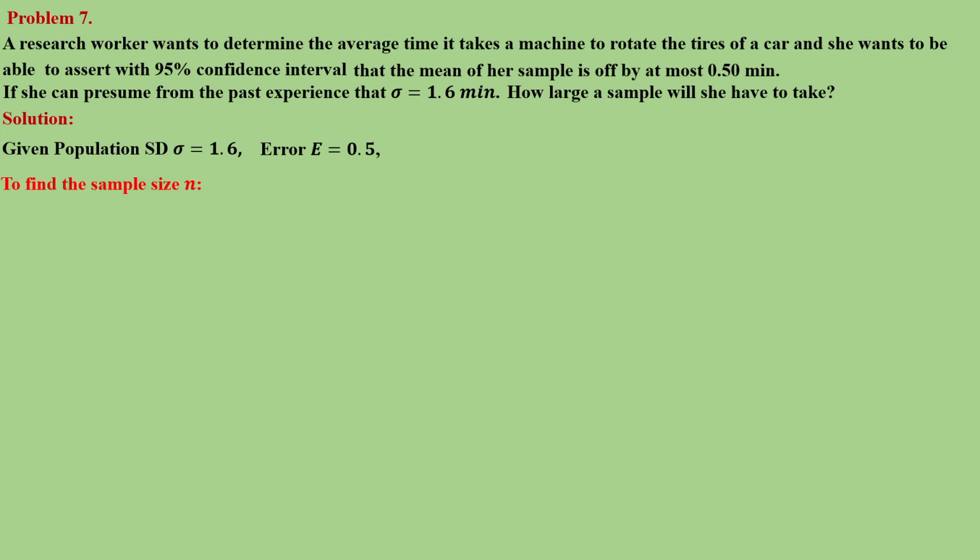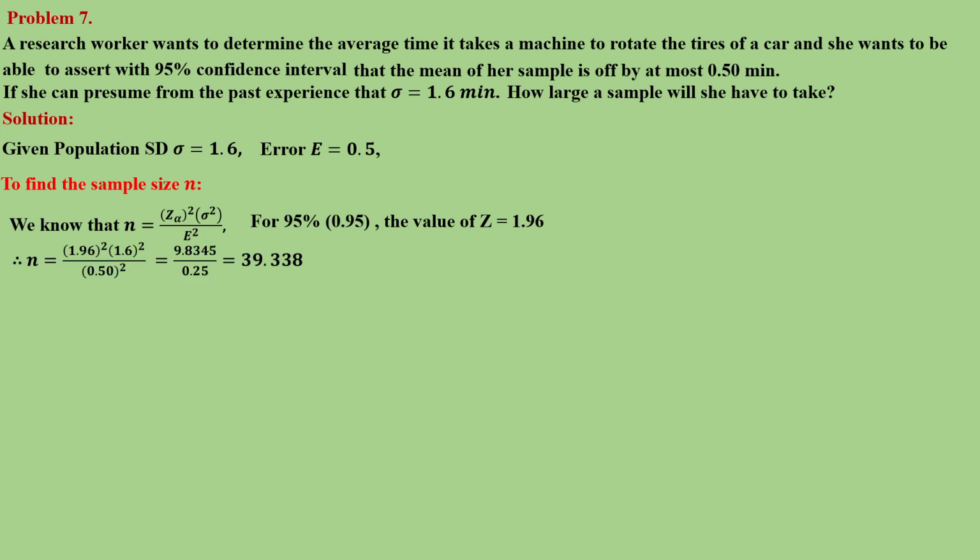E is equal to 0.5. To find the sample size, n is equal to z alpha square sigma square by e square. So 95% here, same value, z is equal to 1.96. Substituting the values, n is equal to 1.96 square into 1.6 square by 0.5 square, that is equal to 39.338. So sample size n is equal to 39.